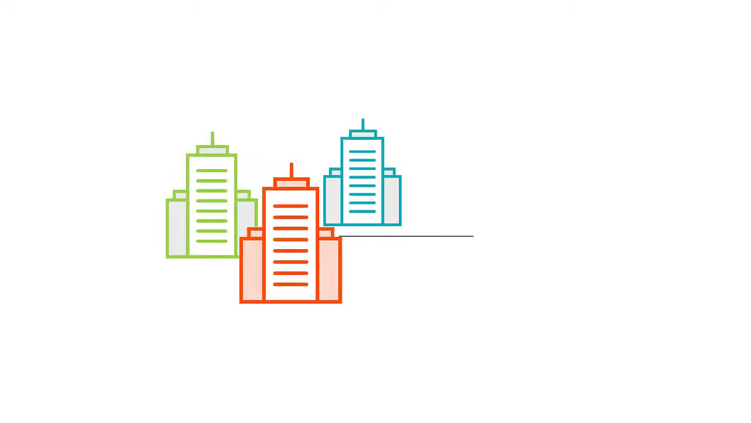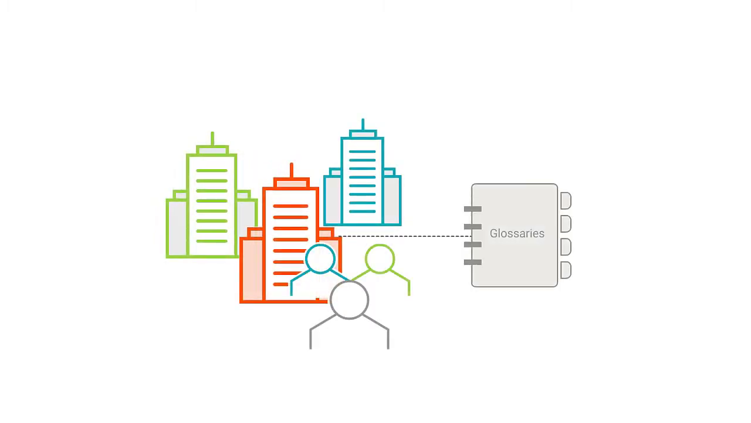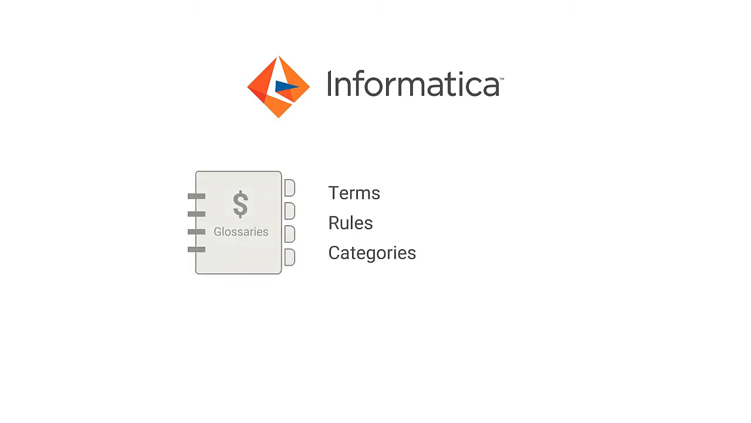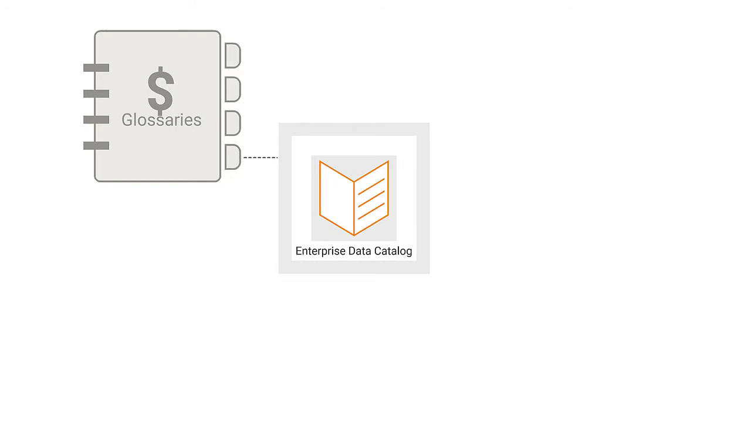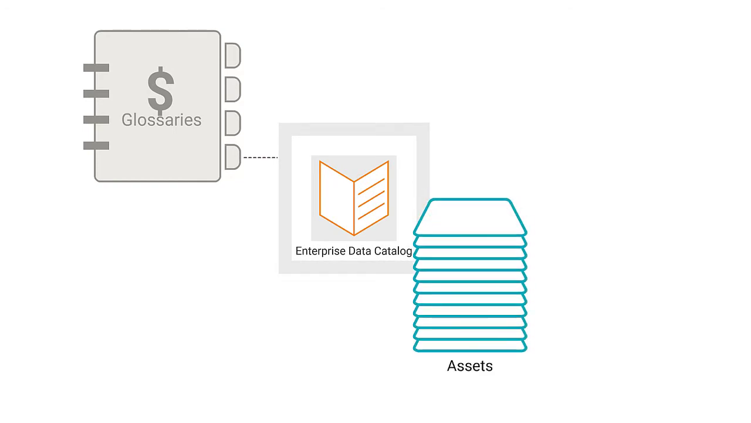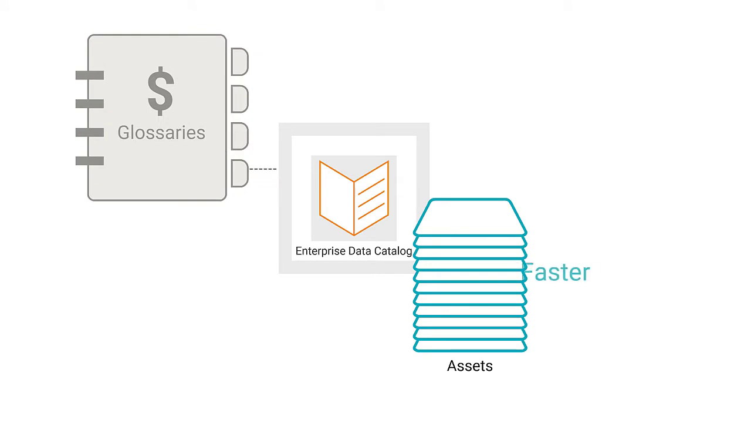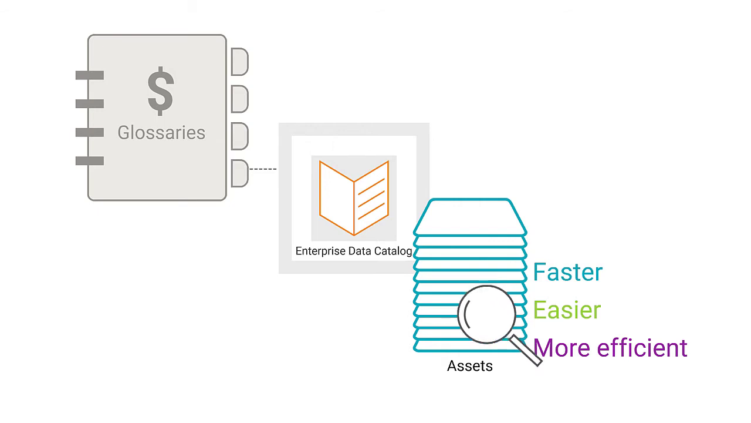Most organizations have glossaries that their employees can refer to. Informatica has a business glossary that contains a glossary of terms, rules, and categories that help you understand business terms better. Business glossary is integrated with Enterprise Data Catalog so that you can link the assets in the catalog with their corresponding glossary terms, making it faster, easier, and more efficient in the search for your assets.